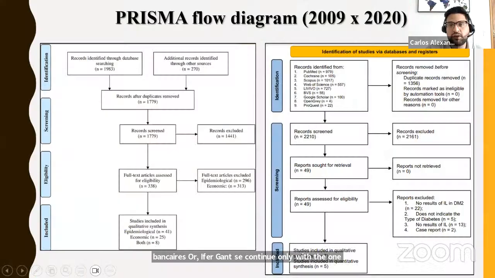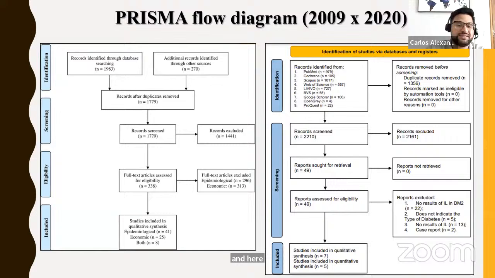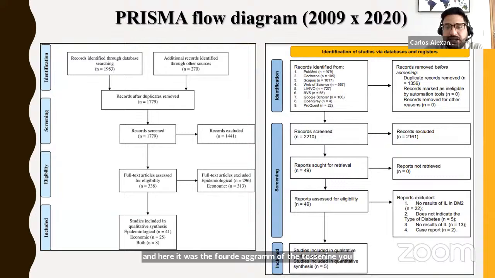Okay, so this is one example of the flow diagram of 2009 compared to 2020. On the left-hand side, you can see another example of my own. This one was for the burden of diabetes in the European Union, and here it was the flow diagram of 2009. You can see that it's very simple and not very detailed, and that's one of the reasons they created the new flow diagram. Here on the right-hand side, you can see that we have much more detail on each database that we included.